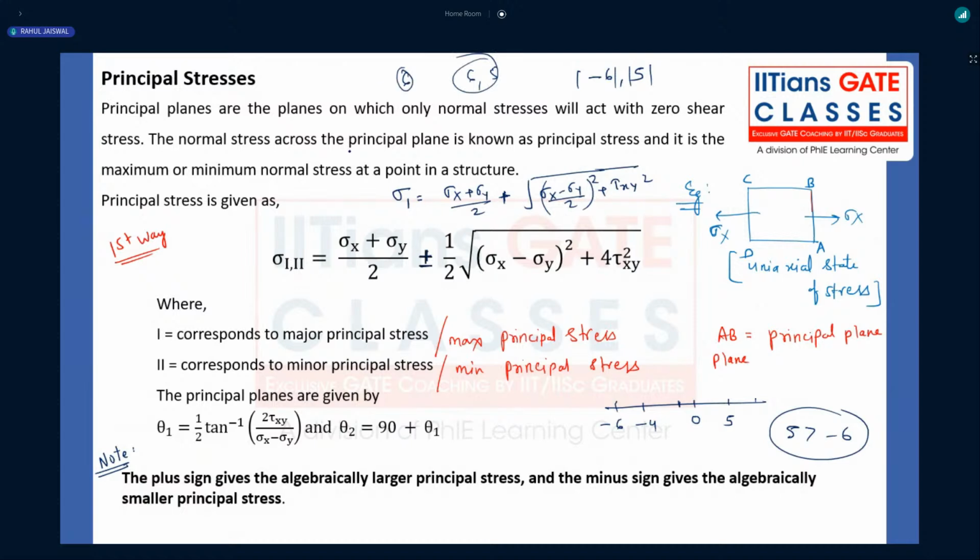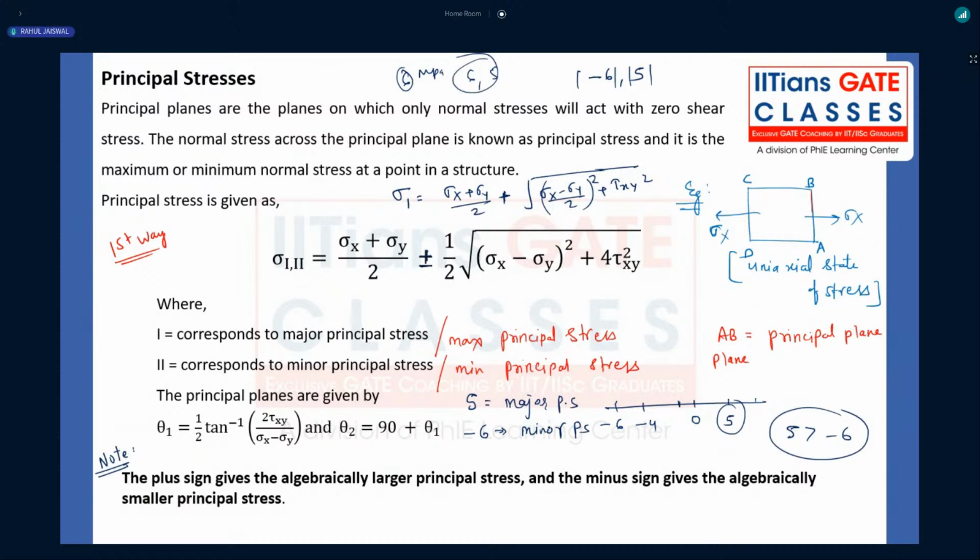So from the design point of view, the maximum normal stress on the basis of which you will design the beam is 6 megapascal. But if the question asks directly for the larger principal stress, we have to see it mathematically. Mathematics says that 5 is bigger than -6, so 5 will be the major principal stress and -6 will be the minor principal stress. Getting my point, all of you?